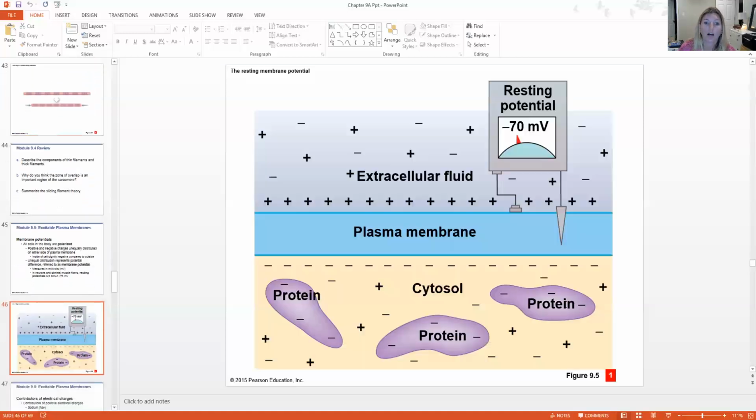So take a look here. We have our plasma membrane. We have the inside part of our cell, the outside part of our cell. If you look and count up all the positives, it's much more positive on the outside than the inside, which means our cell is negative.